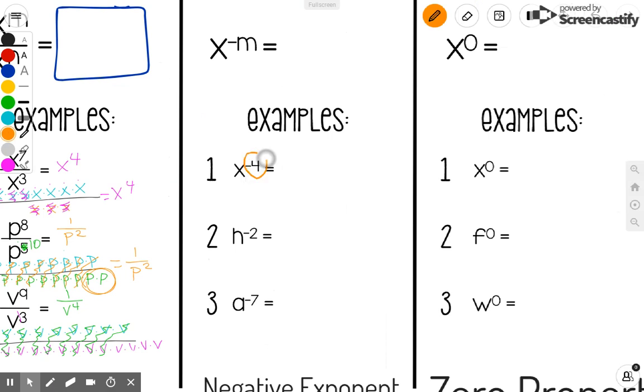If we ever have a negative exponent like this, all that means is that we got to drop it down to the denominator and we got to make it positive. So it's 1 over x to the 4th. And that's it. We're done.